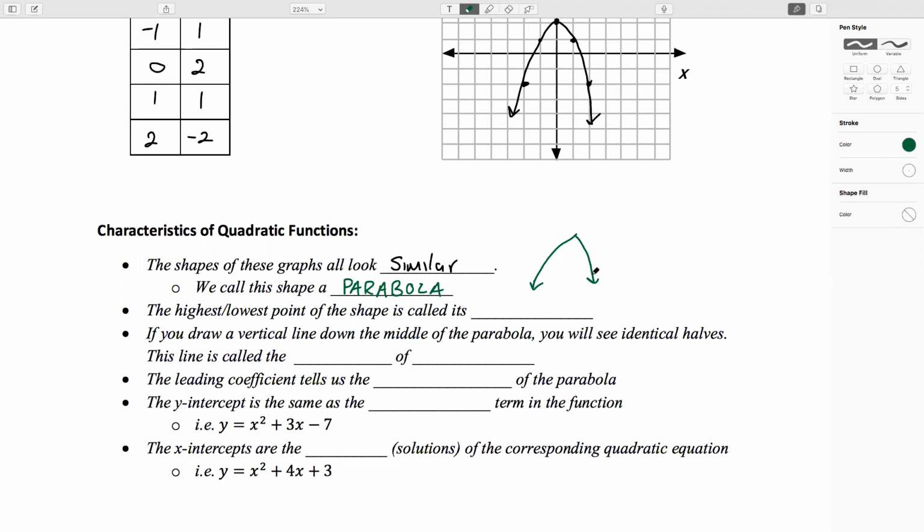The highest or lowest point of the graph has a special name. It's called the vertex. And the vertex is something that, for now, is going to be found graphically. There is a technique for finding it by hand. But we're going to be graphing them to find the vertex for now. If you draw a vertical line down the middle of the parabola, you will see identical halves. This line is called the axis of symmetry.